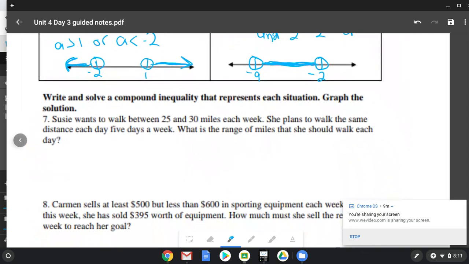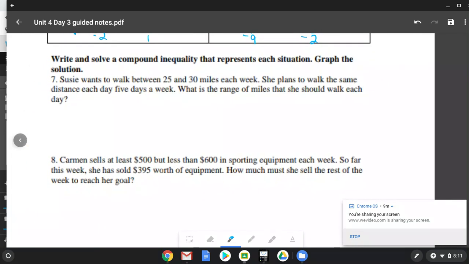And the last 2 are inequalities with words. So we're kind of putting all the days together now. It says Susie wants to walk between 25 and 30 miles each week. So 25 is my far left. 30 is my far right. I know with the word between, it's an and type problem. So I'm going to put down my less than or equal to signs. And I know my variable is going to be in the middle.